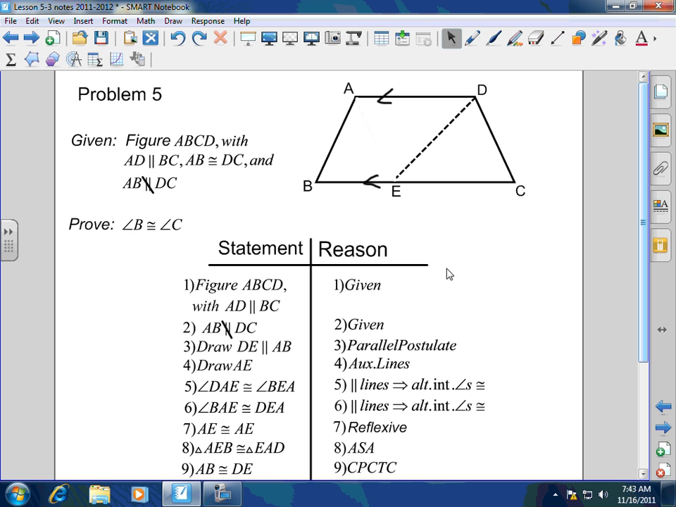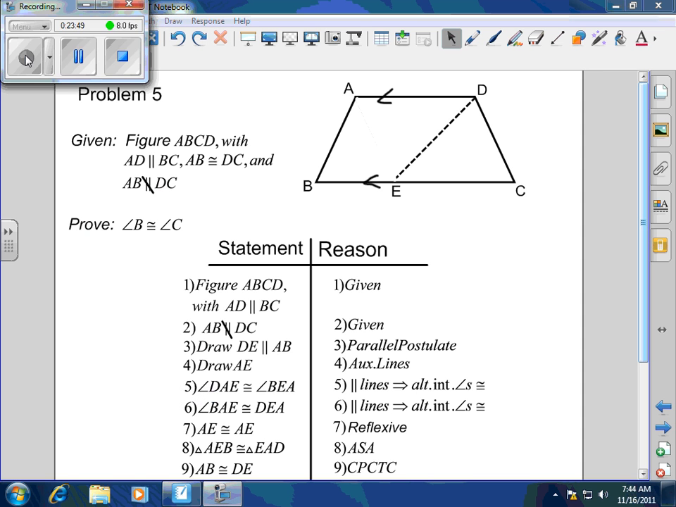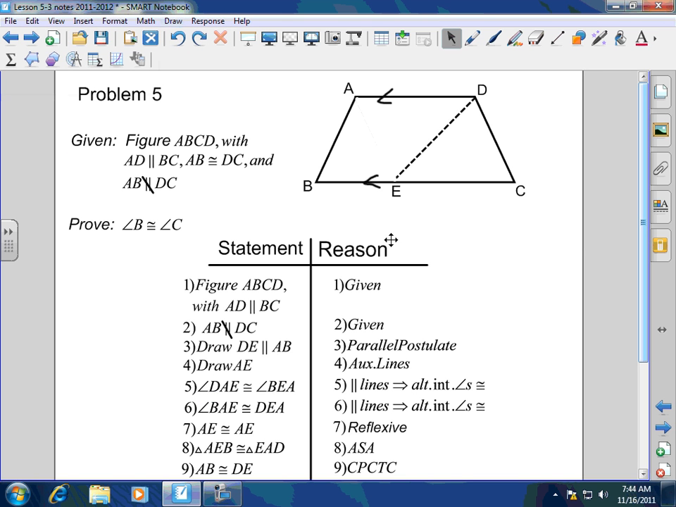We're going to draw DE, auxiliary lines. Now, if we draw DE, aren't AD and BC parallel? Wouldn't angle DAE, I mean ADE, be congruent to BEA? I don't know what I'm doing here. I'm sorry, guys. My bad. This is all new to me. I apologize.